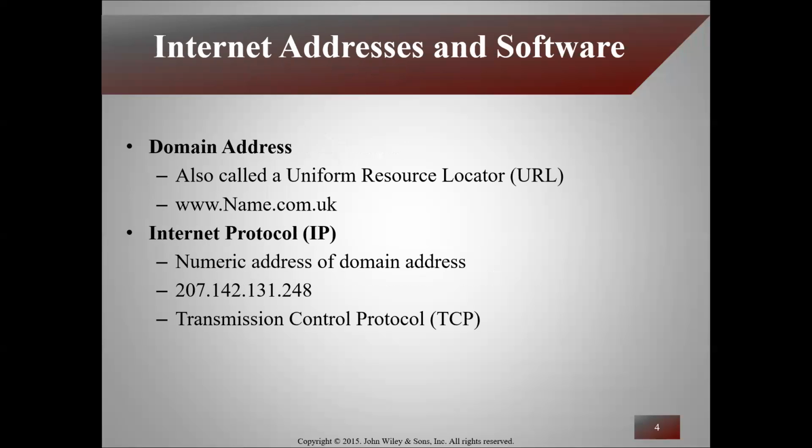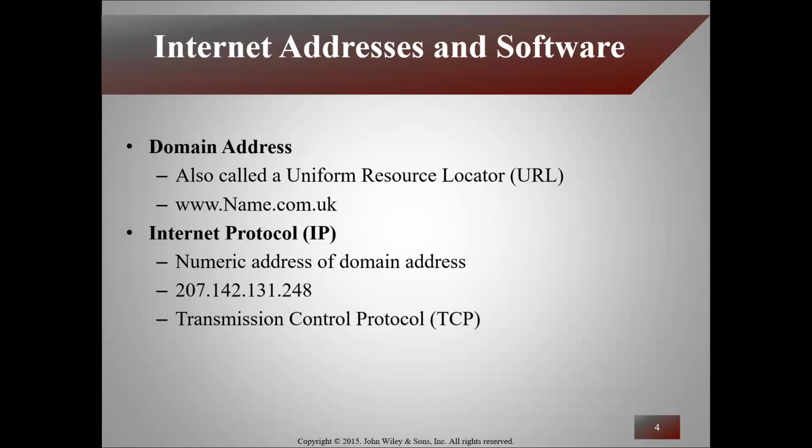An internet address begins as a domain address, which is also called a uniform resource locator, same as URL. For example, www.facebook.com. Now the W indicates the World Wide Web. Facebook is the site or the company's name, and .com is the organization code.